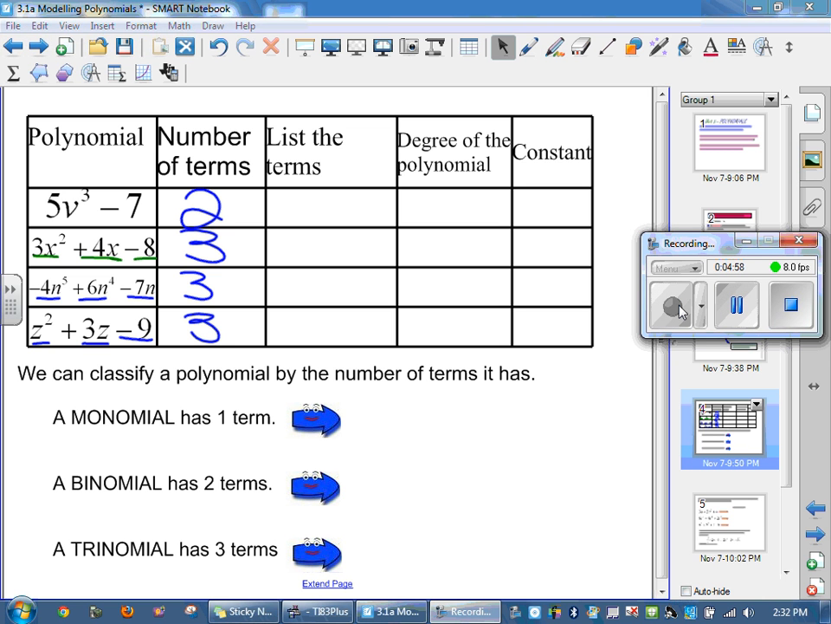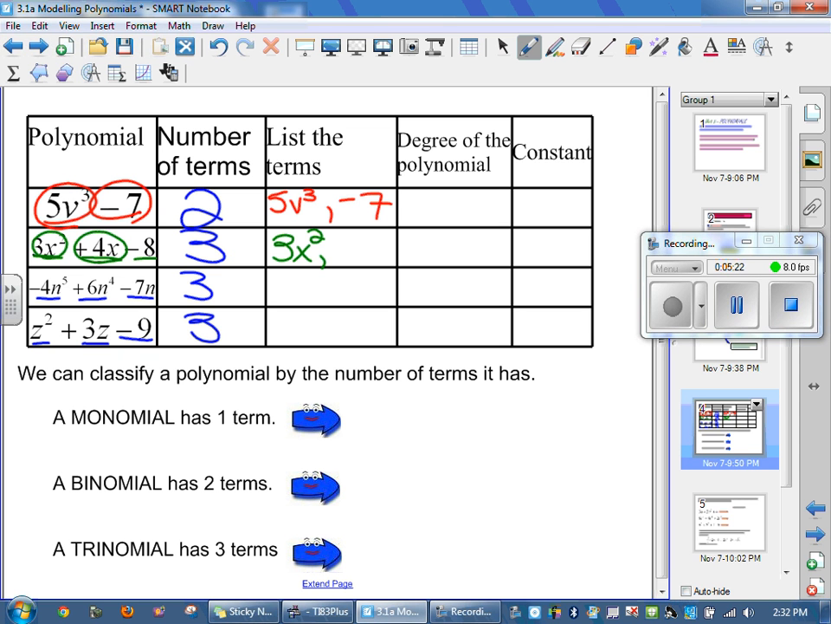Listing the terms, we separate them with commas. So our first term on the first one is 5b cubed, comma. The second term is -7. Okay, the sign in front of the digit goes with it. The next one, I have a 3x squared, that is my first term. My second term is a 4x, and it's positive. And the last term is a -8. Okay? The sign in front goes with it.